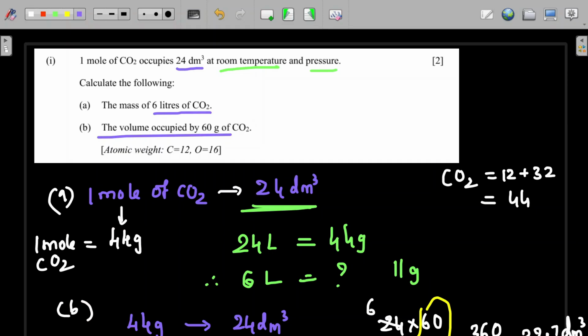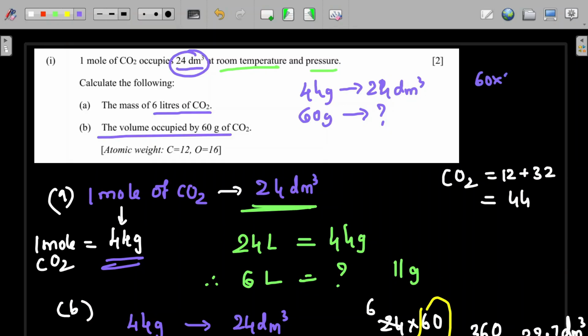Now, I did in the first part what? 44 gram. You know how the 44 gram came here? 1 mole of CO2. So I know 44 gram means what is the value of volume? 24, they have given it. And they have asked 60 gram, how much? Simple calculation. 44 for 24, 60 for how much? So what you have to do, always cross multiply: 60 into 24 divided by 44. So solve this, you will get the answer.